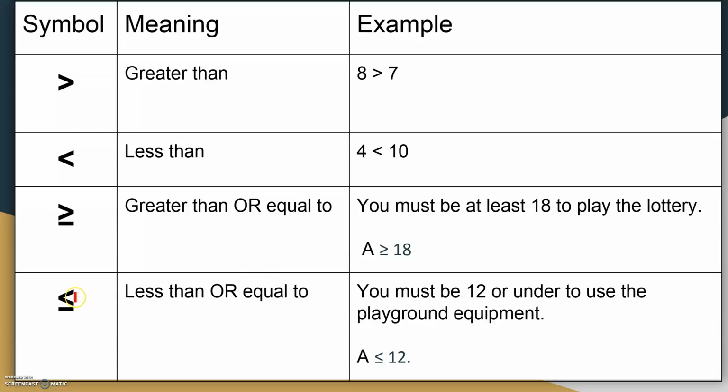And then finally we have less than or equal to. So for example, you must be 12 or under to use certain playground equipment. So you could be younger than 12 or you could be equal to 12.